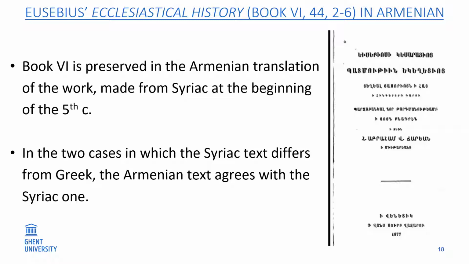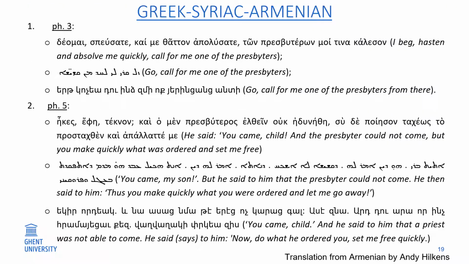So I think that this is a strong hint that tells us that the excerpt in Dayr al-Suryan actually goes back to the same complete translation that was used to translate the work into Armenian, the same complete translation that is now witnessed only in manuscript A and B. I've reported here the two cases, and I thank Andy Ilkens for double checking the Armenian for me and translating it also.